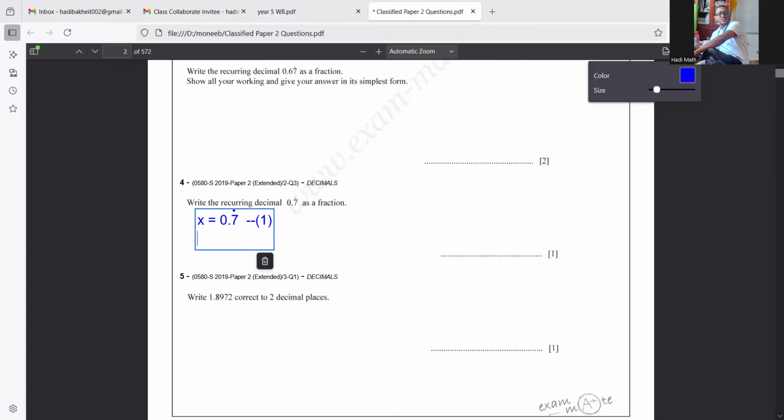1 digit, yes, multiply by 10. So multiply all of it by 10. x multiplied by 10 is 10x. Equals to, and 0.7 recurring multiplied by 10 is equal to 7.7, still recurring. And this call it what? This is 2.